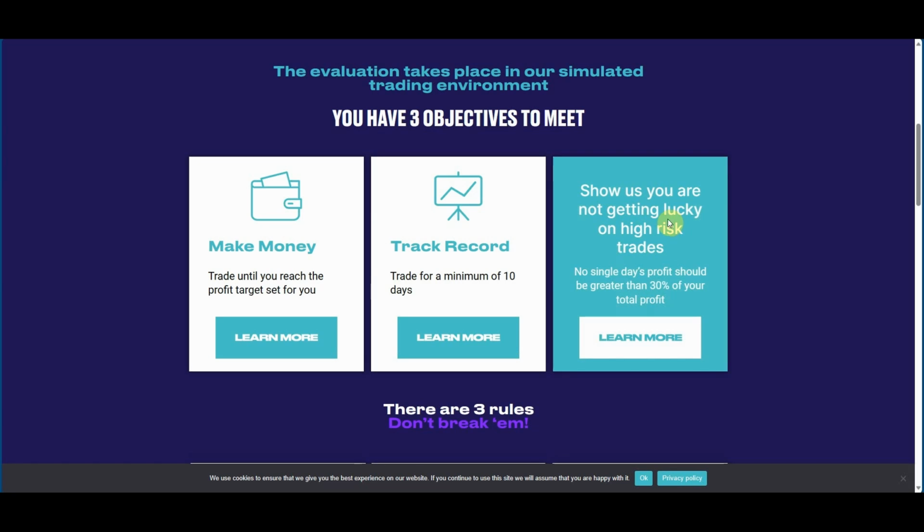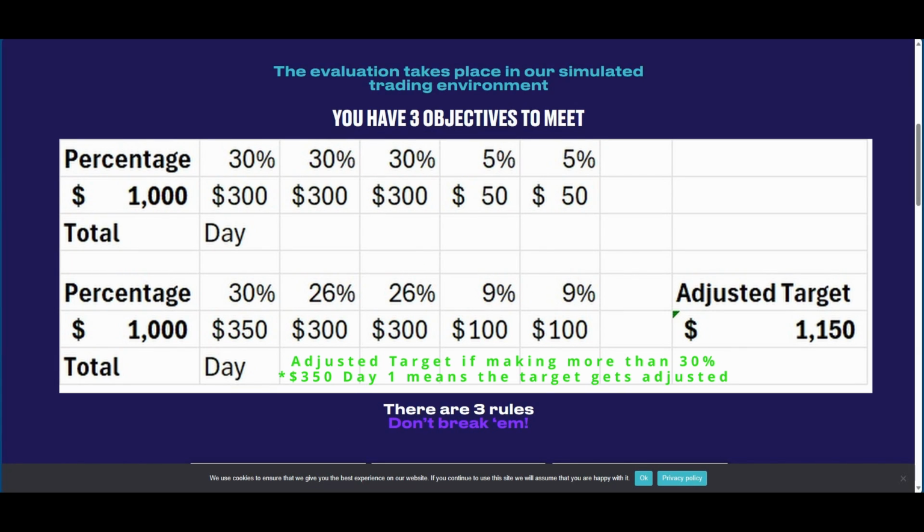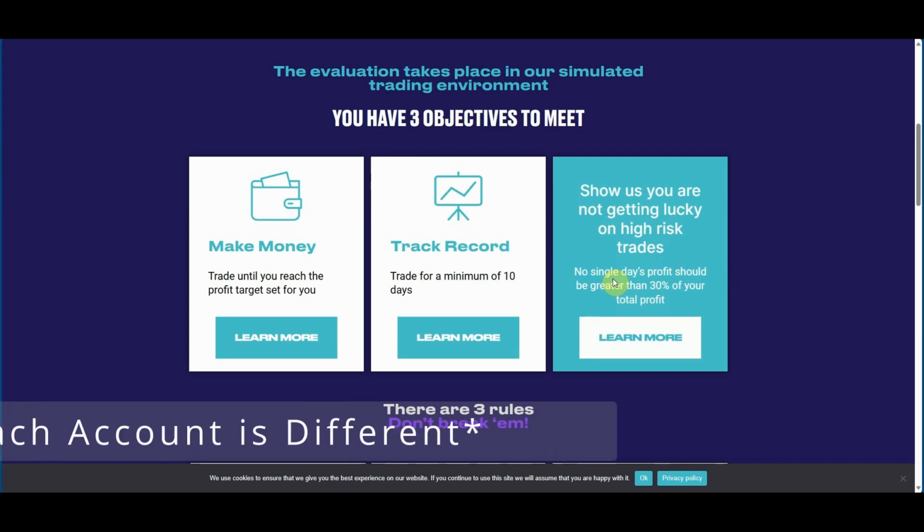However, with TradeDay, I believe they do actually assess it as not a trading day if you've done a bit of a dodgy setup, like getting in and out. You've got to actually make it look like you're trading properly. So no single day should have profit of 30% of the total profit. So what does that mean? Let's say the profit is $1,000 that you need to meet. That's your target. Each day should be no more than $300 of profit.